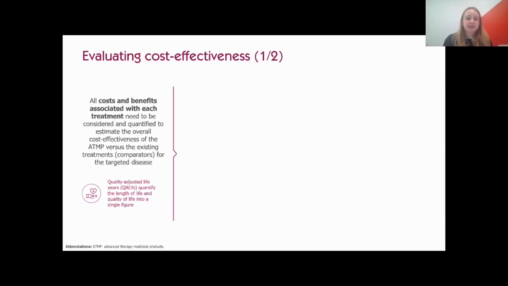And a term that we'll see a couple times is quality adjusted life years, which are used to quantify the length of life and quality of life into a single figure, a single number. That takes into account the benefits. So for example, the decrement that patients experience in their quality of life, how much living with this condition lowers their quality of life, is measured alongside how much a treatment would extend their life, and how long it would extend it.